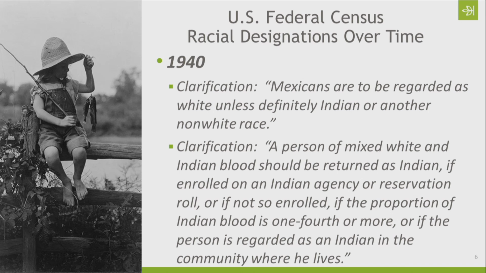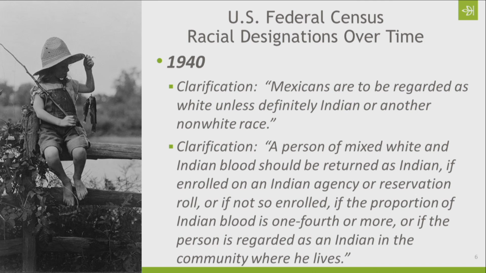Mexicans are to be regarded as white unless definitely Indian or another race. So if they look more native or indigenous, or if they have mixed with another non-white race, they're to be marked as that. Can you see how these instructions can be super ambiguous? And also, the census taker's own bias might come into play here, or the community bias or the cultural bias of the time comes into play with how these instructions are interpreted and then applied to the U.S. Census.